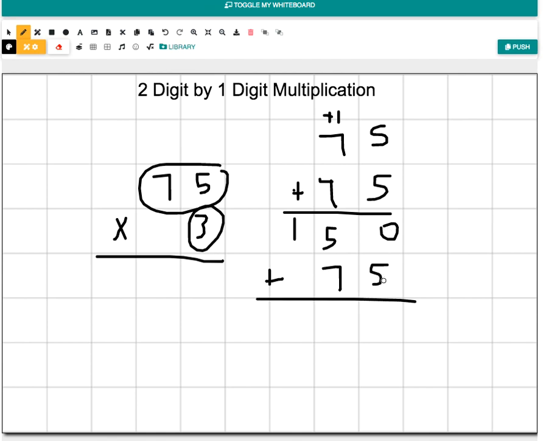So 0 plus 5 is 5. 5 plus 7 is 12, so I'm going to put my 2. Carry my 1 next door. 1 plus 1 is 2. So I got 225 again.